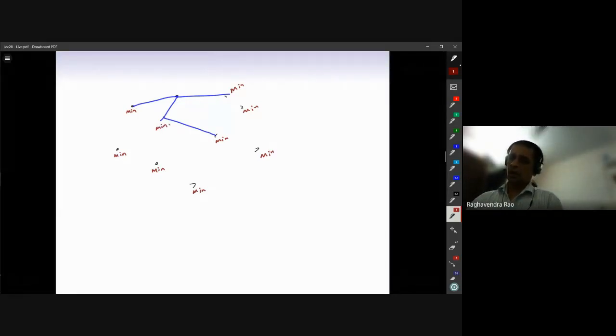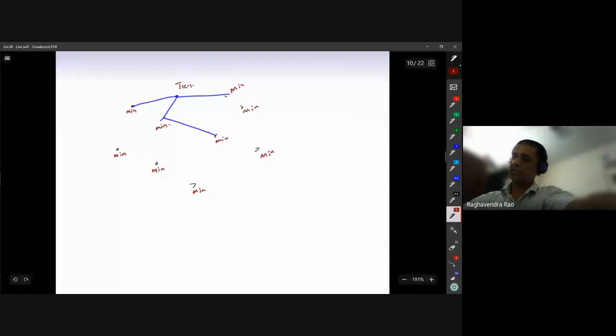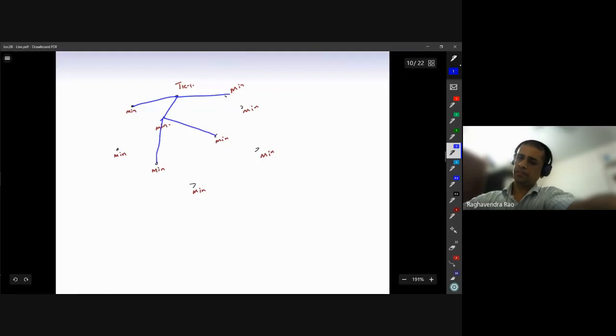Now, what you do is, at every iteration, when you grow this tree, so this is my, let's say, T k minus 1. Let's say the next edge that I choose is this. So what I do is I merge the list for these.